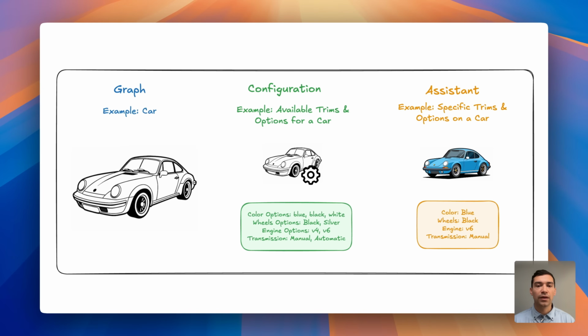You can think of configuration as the options that the manufacturer wanted to provide the end customer. An assistant is now the specific car that you would actually buy, or the specific configuration of the car that you want to buy. So for this, we chose a blue car with the sport trim, a V6 engine, and a manual transmission. It's the same underlying vehicle with a completely different driving experience based on how you've configured it.